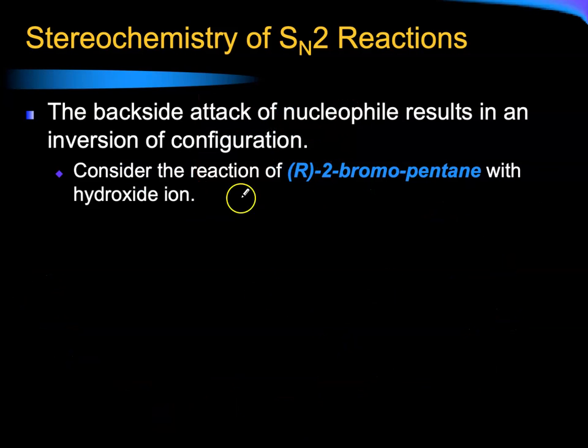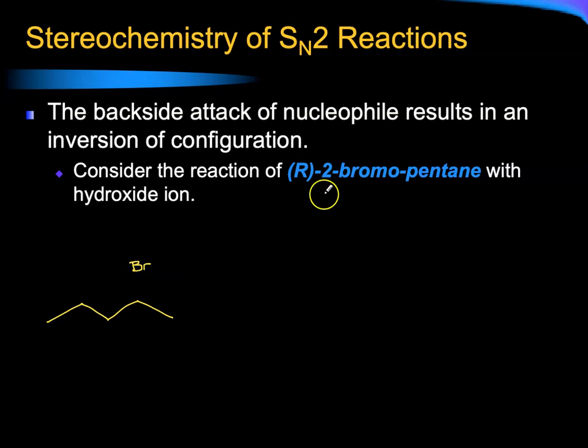Okay, so let's consider the reaction of R-2-bromopentane. So I'm going to go ahead and draw my structure. Actually, let me clear that and do it in yellow. So if it's a pentane molecule, it would be this structure. If it's a 2-bromopentane, I can draw bromine at either end. I'll just go ahead and draw it down at this end.